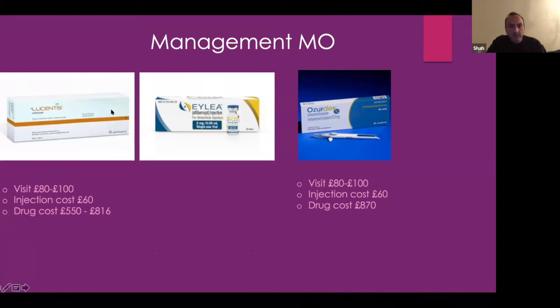Right, now comes to the cost. So in the NHS, I've kind of adopted this from an NHS op, but anyway, every visit is probably about 80 to 100 pounds when it comes to what the NHS spends on these patients. The actual delivery of the injection is probably 50, 60 pounds, but the drug cost can vary. Anything between 550 to 800 pounds and 870 pounds for Ozurdex. And I think there is VAT on top of that, I'm not sure actually.